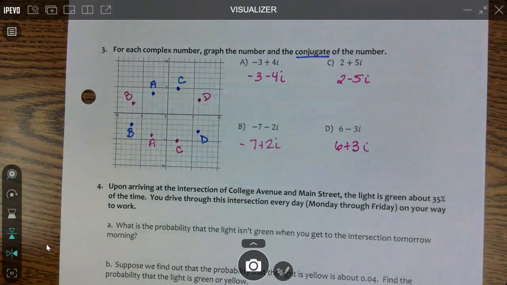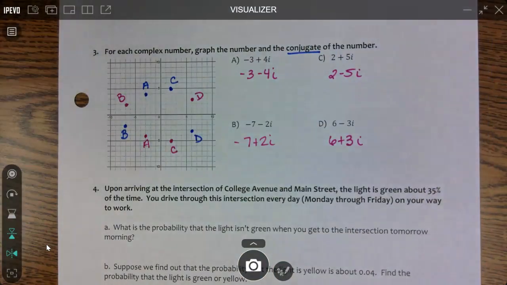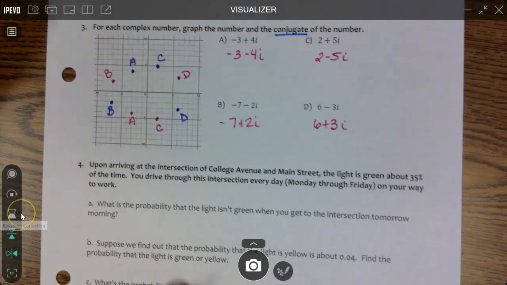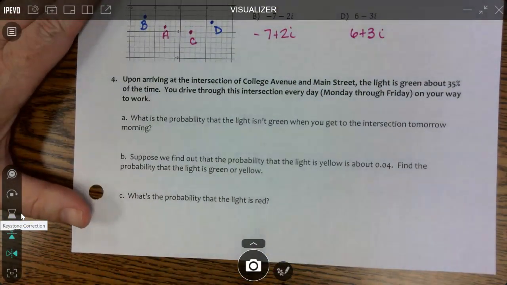Okay, again, the only reason why a lot of y'all missed this one was because y'all just didn't read the word conjugate. I'm not having children, people. Okay, so here we go.